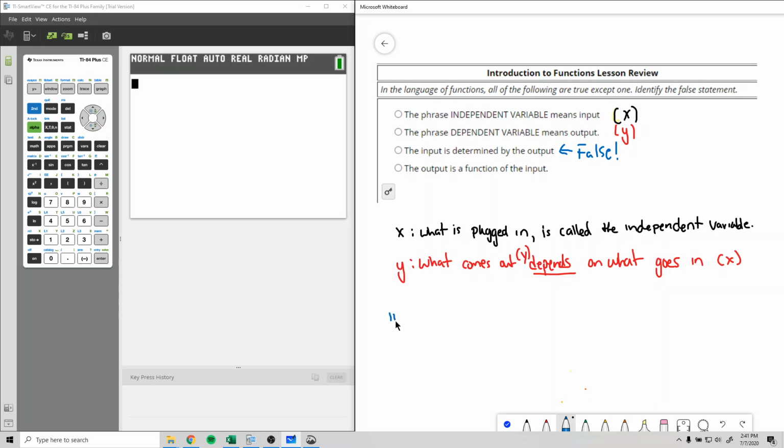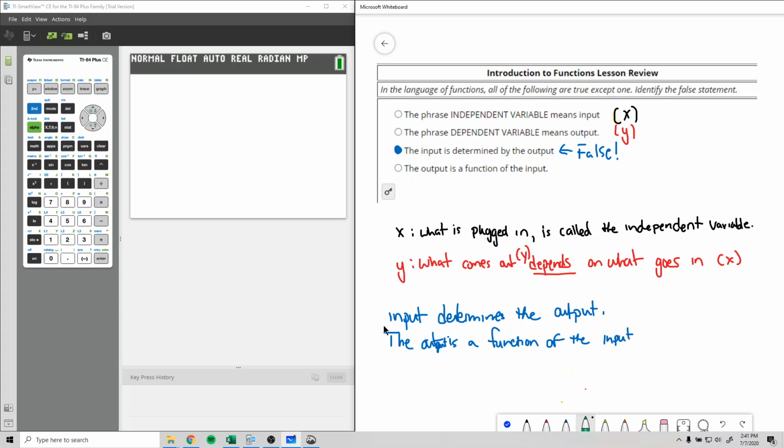Because the input determines the output. The output is a function of the input. All right, which you can see that's actually what the fourth one says. The input is not determined by the output, it's the opposite thing. So that is the false statement.